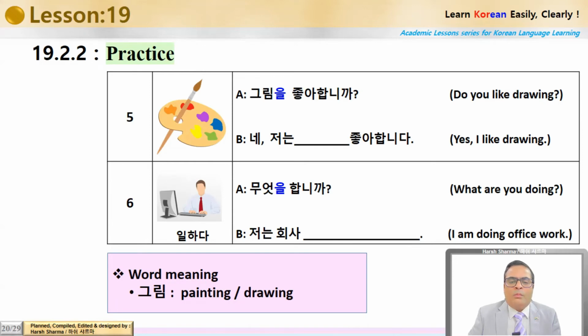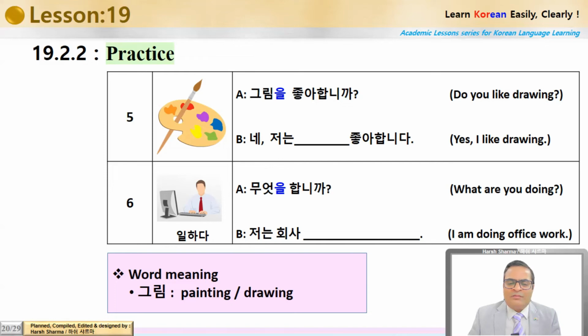A. 무엇을 합니까? 저는 회사. And the word is ilhada. Ilhada, you know, 여러분, there is hada attached with it. So how will you do the conjugation? How will you complete the sentence? Add ul with il, one space, and then answer it. Yes. Let's move to number 7.